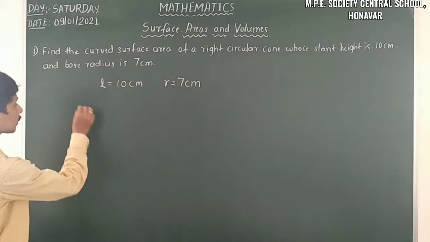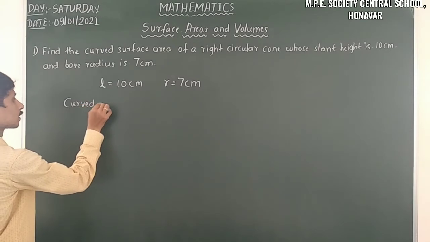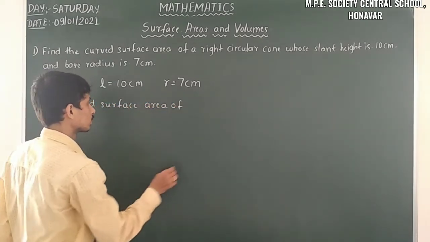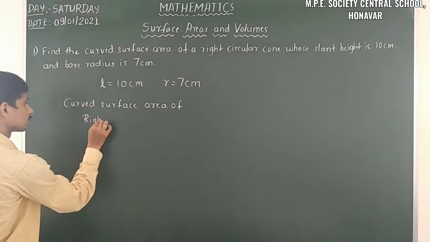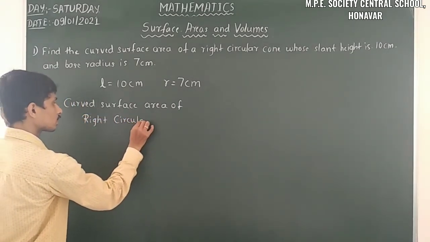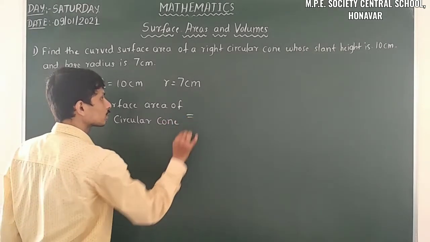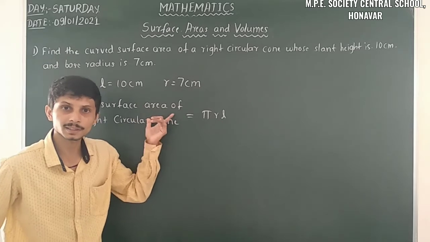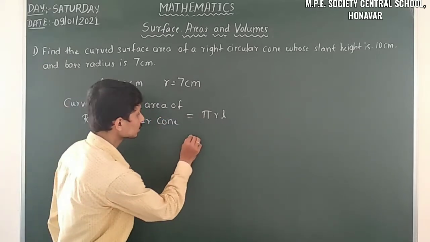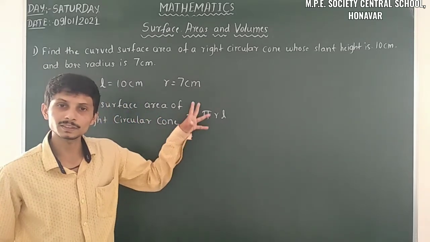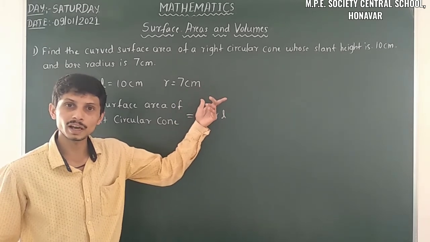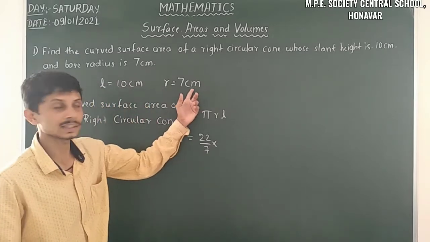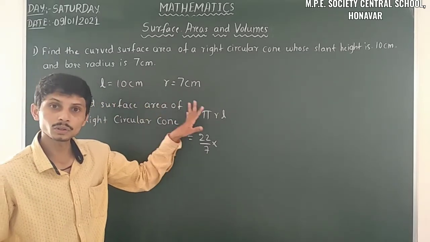So the curved surface area of the right circular cone is equal to pi r L, the formula we already found. Just insert the value of pi. If it is not given, it is 3.14, but here we substitute 22 by 7. What is the value of r? It is in centimeter, and L is also in centimeter, so there is no need to change the units.